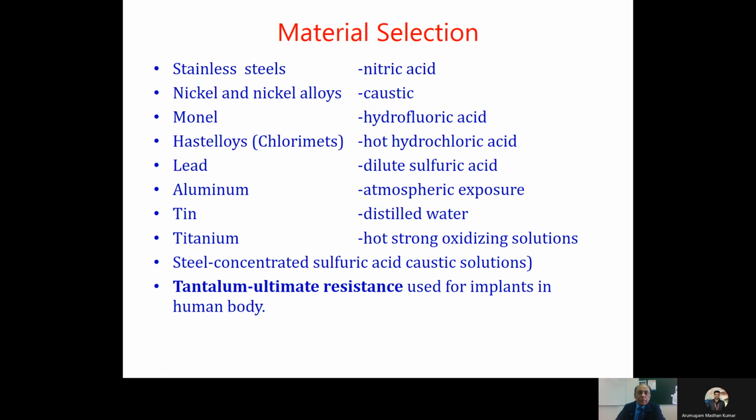We can also minimize corrosion by choosing suitable material. For instance, suppose you want to use some material in nitric acid, then we cannot use just any material. There are materials with corrosion resistance, and specific types of material can only be used in a specific environment. In nitric acid, stainless steel is used, and this is the list of metals which can be used in different corrosive environments. And tantalum has the ultimate resistance.